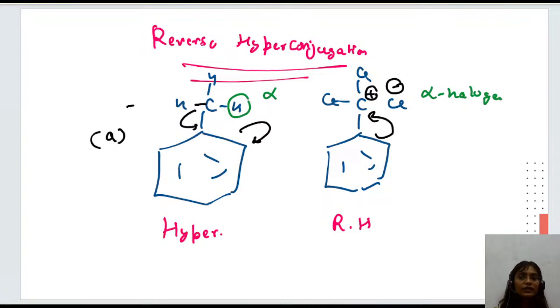See the difference: in this case the electron density is moving toward the carbon, but in the other case the electron density is moving inside the benzene ring. So it is like plus M and minus M. That minus H is nothing but the case when at least one halogen group is connected at the alpha position, and that is normally reverse hyperconjugation. Okay, Darshna, so this is reverse hyperconjugation.